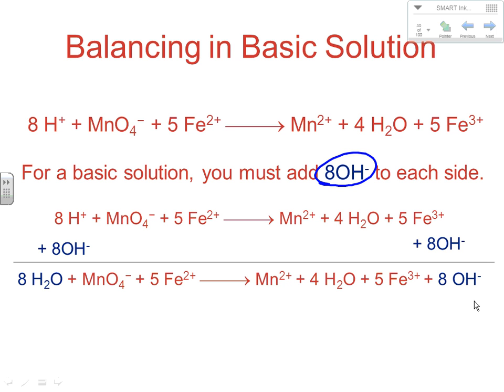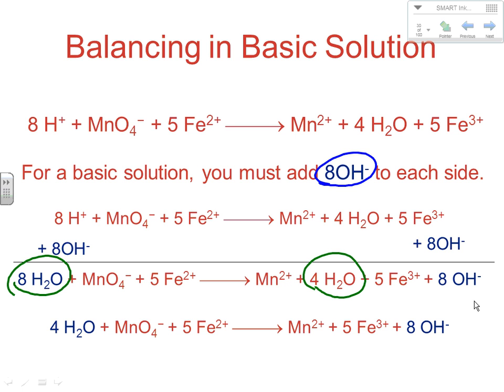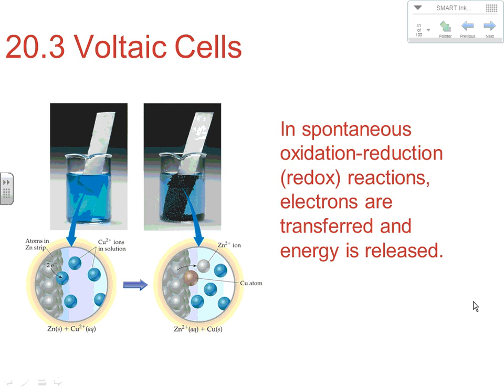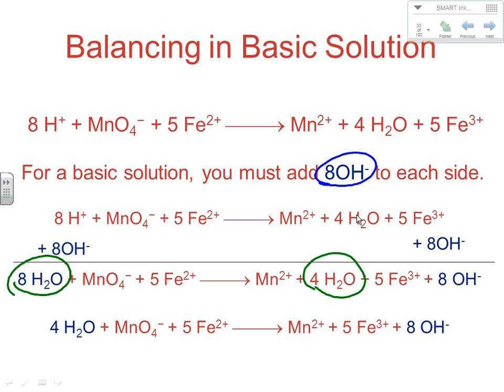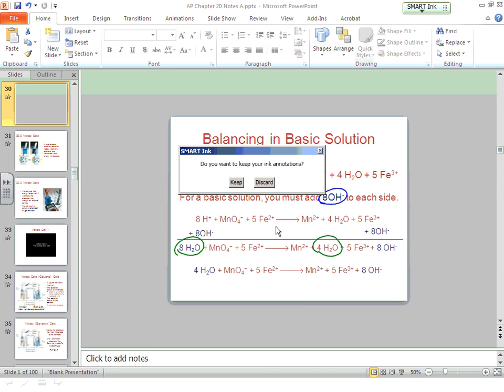Now, one of the things you need to do at this point is cancel things from both sides, or partially cancel. We've got 8 waters on the left and 4 on the right, so that's going to cancel to 4 on the left. And everything else is as is. Perfect. So that would be that reaction balanced for a basic environment. And really, out of all the stuff we talked about, this is pretty much the only thing new other than the idea of oxidizing agent and reducing agent. So that ends our first set of notes for chapter 20.